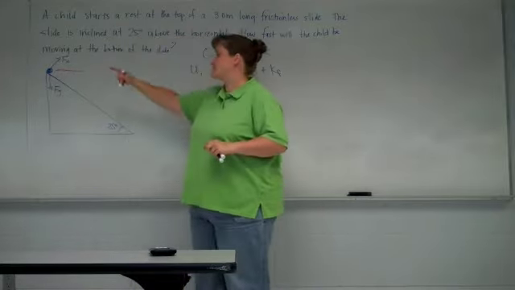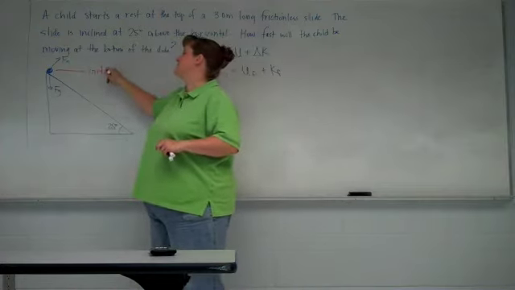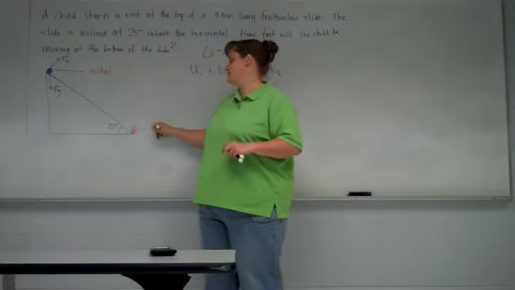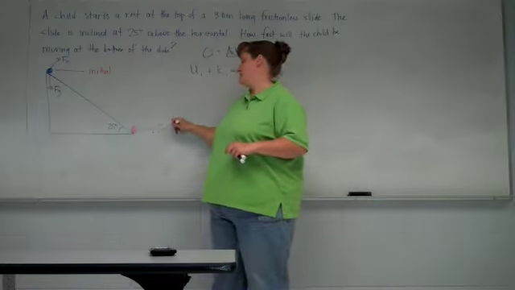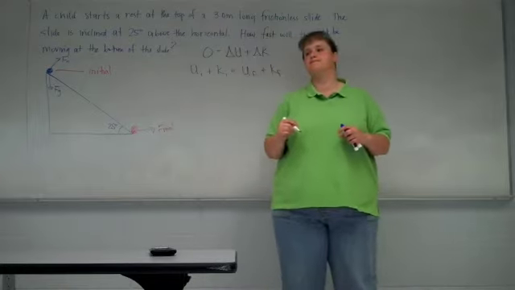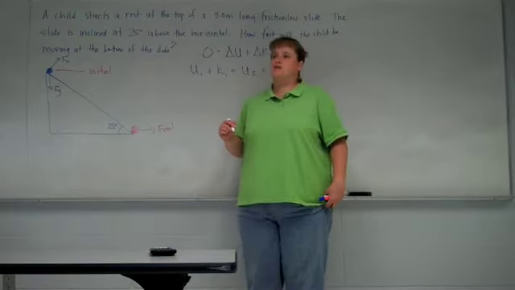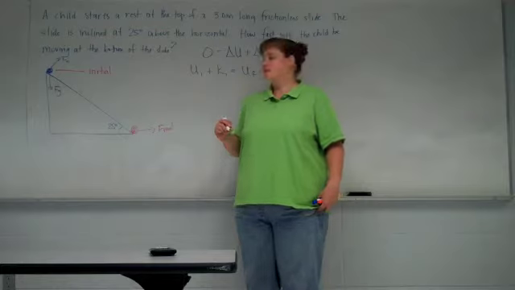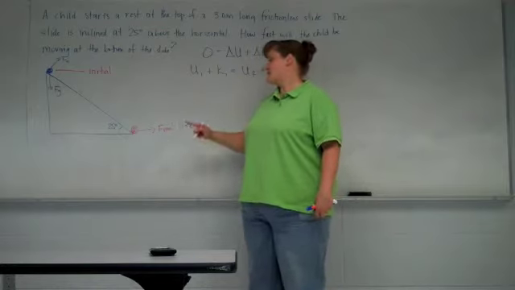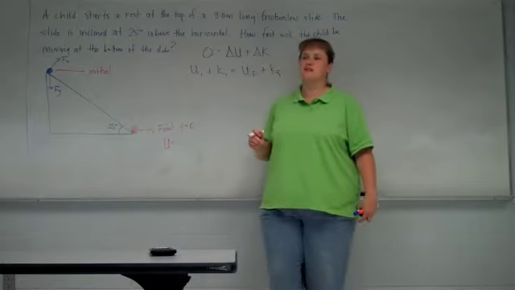So we need to decide. I'm going to put our initial point up here, because that's where the kid is starting. And I'm going to put the final point down here at the bottom of the slide where we want to know how fast the kid's moving. Where would you like to call y equals 0? Bottom? Sounds good to me. If y equals 0 at the bottom, what can you tell me about the potential energy of the kid at the bottom?